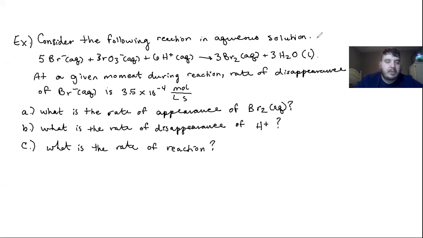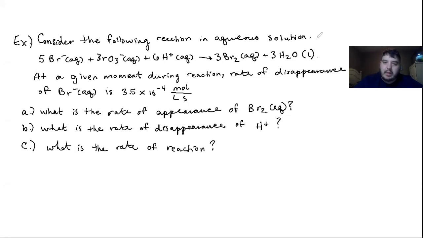Okay, so this is chapter 10, problem number 3 of the end of the chapter problems. And this problem tells us, consider the following reaction in an aqueous solution. So we have 5 Br⁻ plus BrO₃⁻ plus 6 H⁺ react to give us 3 diatomic Br₂ plus 3 H₂O. At any given moment during the reaction, the rate of disappearance of bromide is 3.5 times 10 to the negative 4 moles per liter per second.